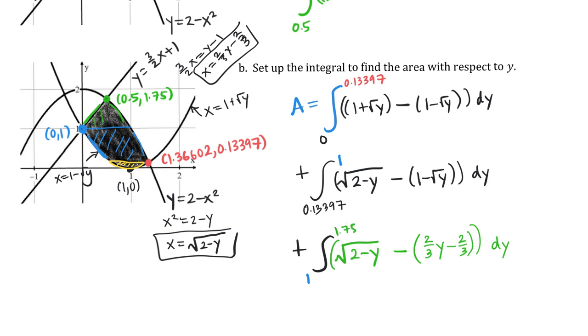Okay, and then that's this region right here. So I got this tiny little piece at the bottom, and that was from y equals 0 to 0.13397. And then from y equals this to y equals 1, that was this. And then from y equals 1 to y equals 1.75, I got this. So I got all the pieces of the area, and it should give me the same result if I had done it with respect to x.